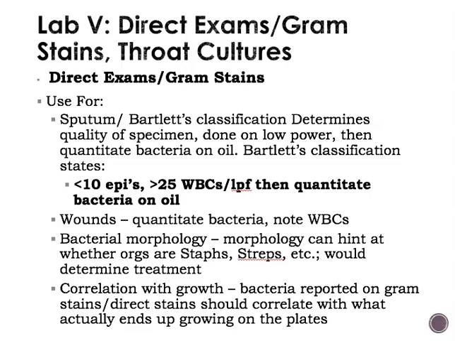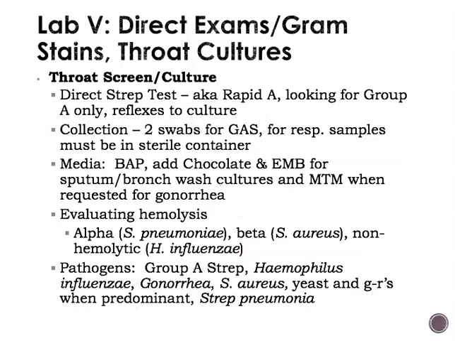And then lastly, again, correlation with growth. So gram stains and your direct exams would correlate with what ends up growing on the plate. You don't want to report out gram-positive cocci from the gram stain and then have gram-negative rods growing on the plates. If that happens, you would need to go back to that gram stain that was reported out the previous day and look at that again.